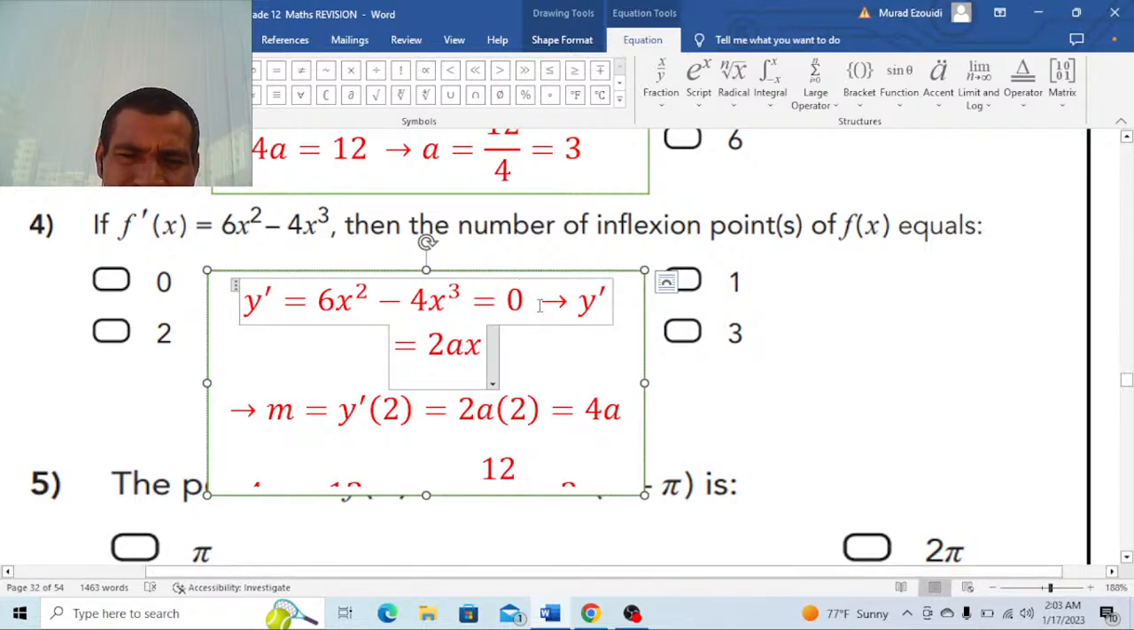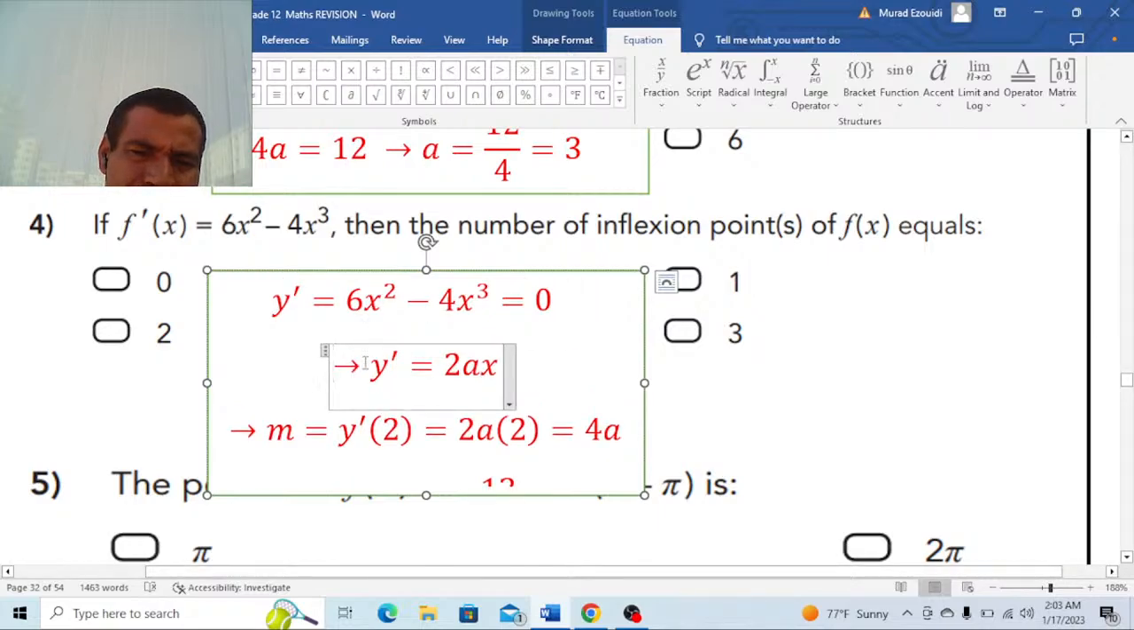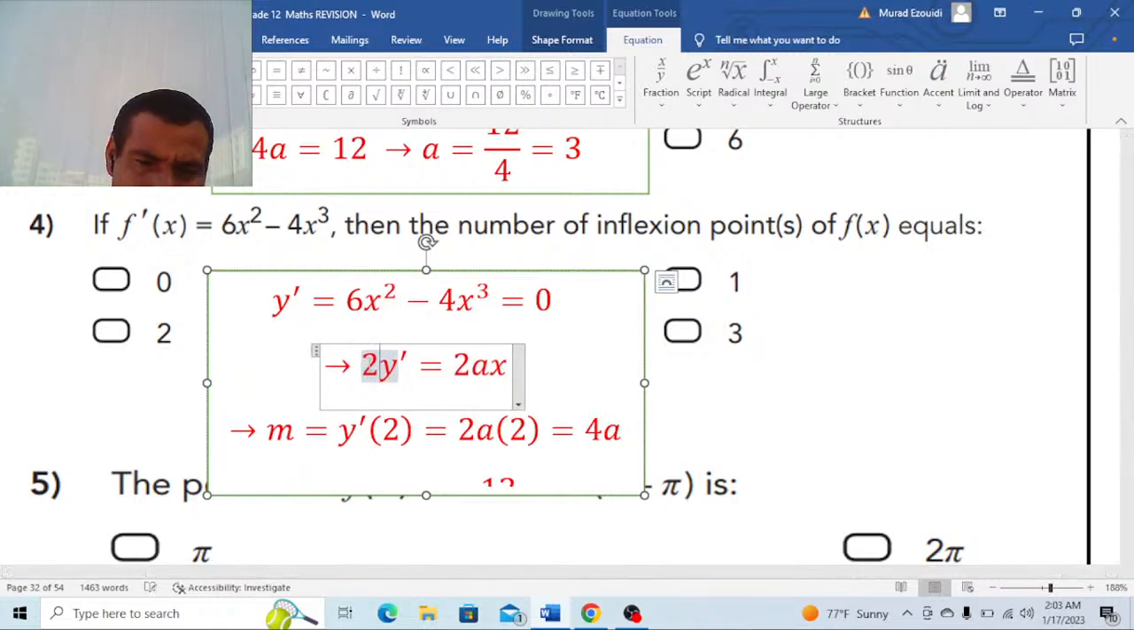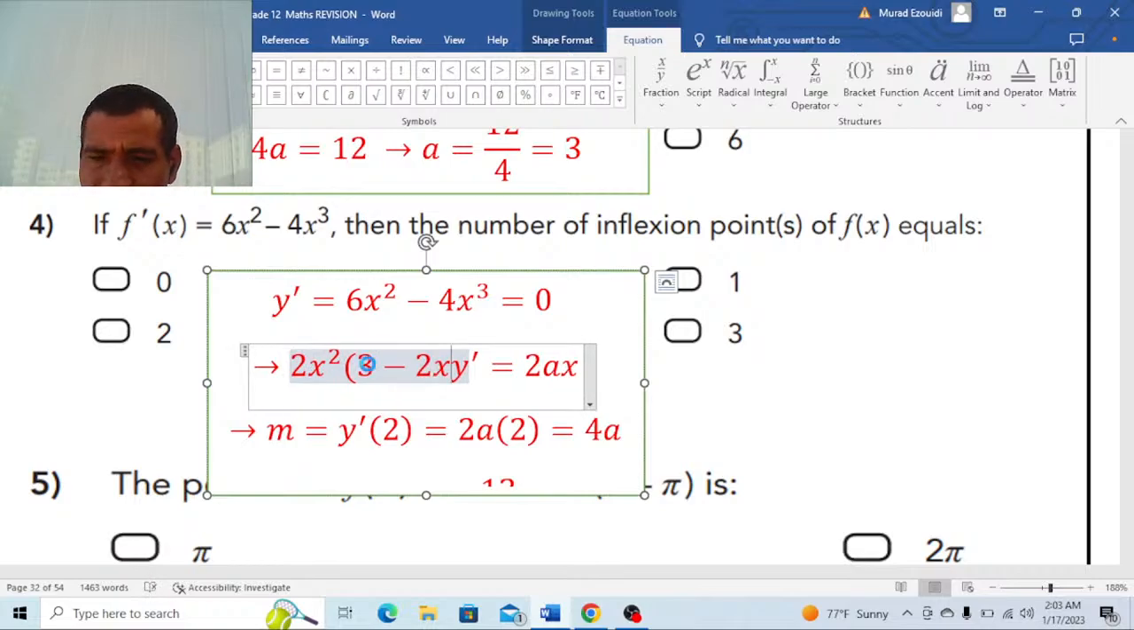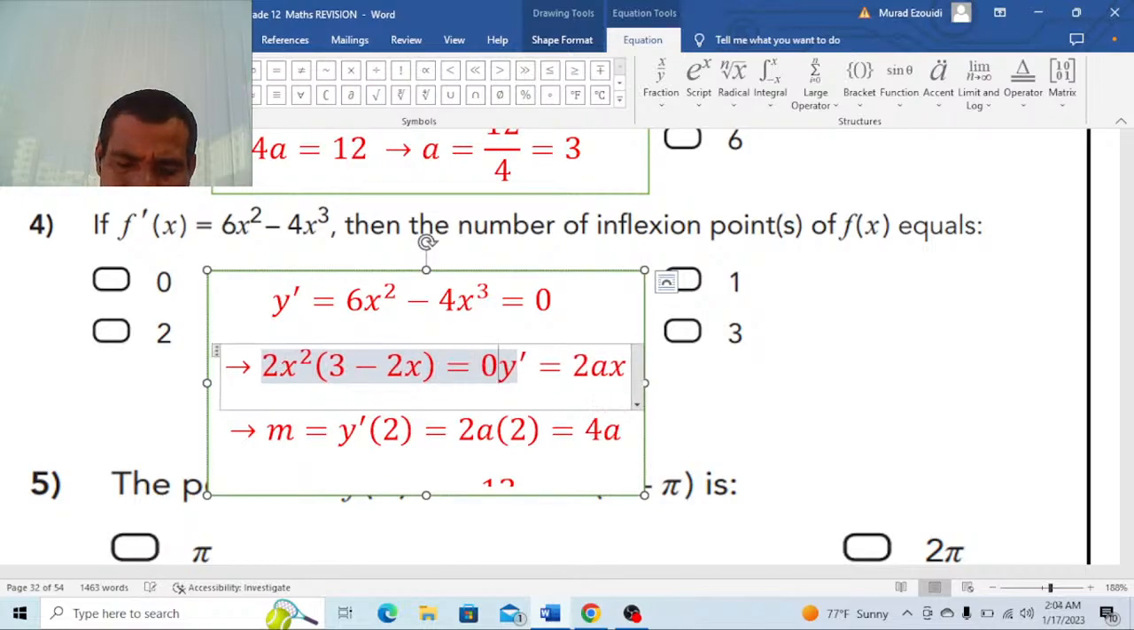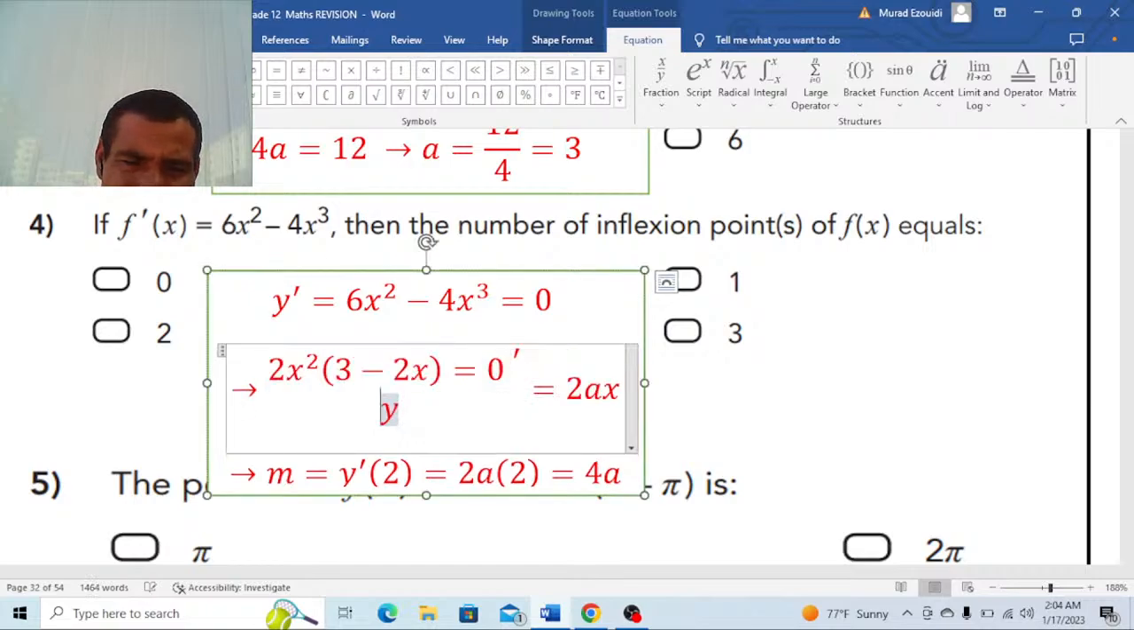Therefore, learners, this means 2x squared is a common factor. I'll write 2x squared between parentheses, 3 minus 2x, then close the parentheses, equal to what, learners? Equal to 0.